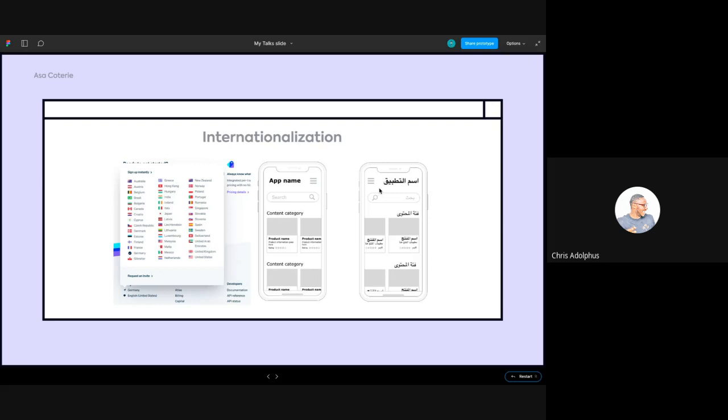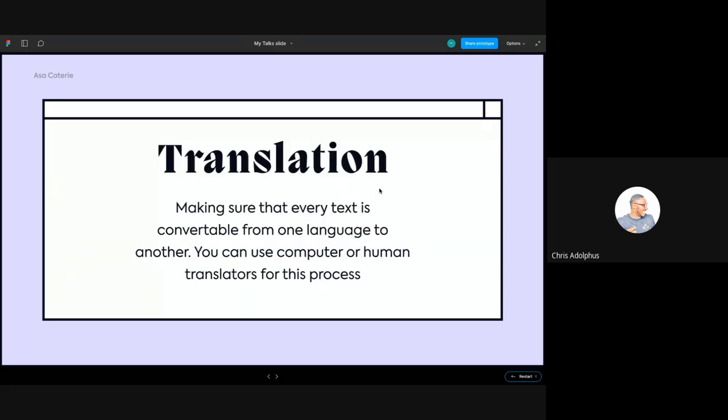So translation again is just pretty much written text. There's not too much to say about translation. It's here already, which is making sure that every text is convertible from one language to another. This is all part of the entire globalization process, where you ensure, either by making use of computer translation or human translation, that every text is able to be converted from one language to another, irrespective of who is accessing your product and from which country they're accessing it.